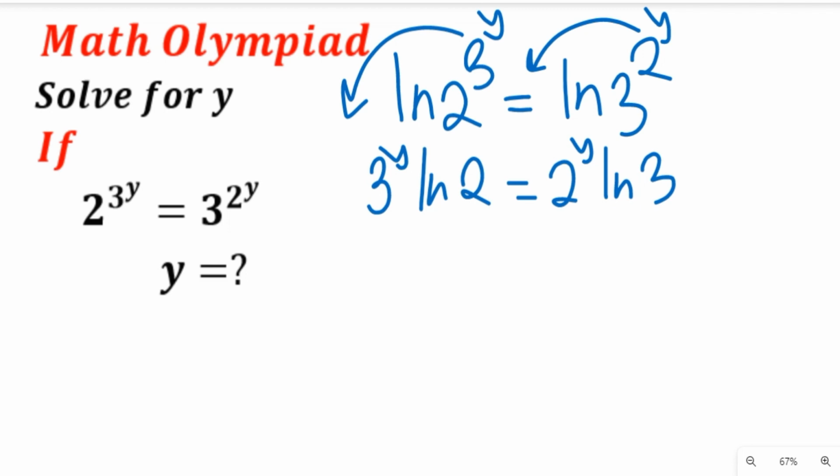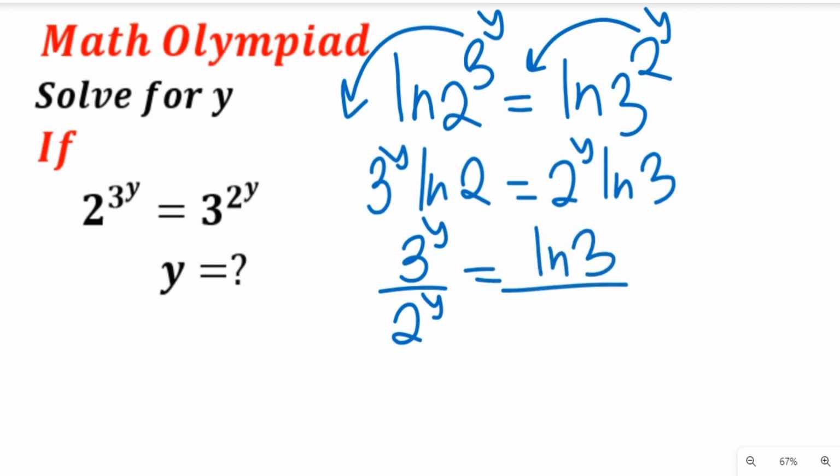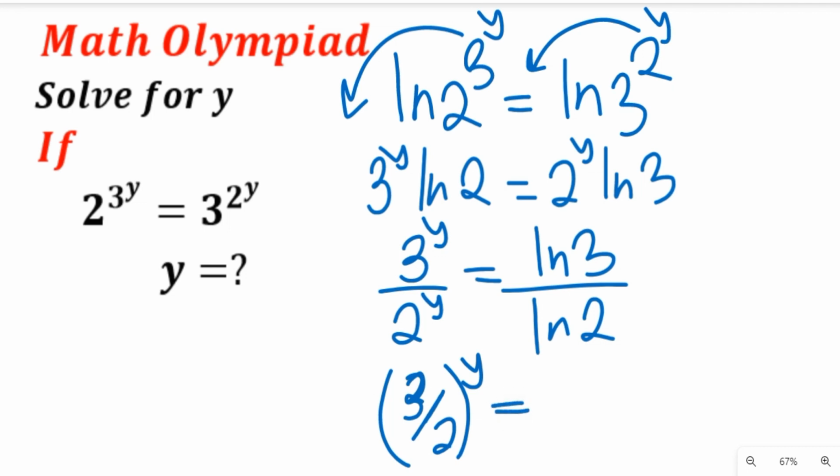So we can simplify this further by dividing both sides. By doing this, we have 3 to the power of y divided by 2 to the power of y, and this will be equal to ln of 3 divided by ln of 2. So we can now simplify this to be 3 over 2, all to the power of y, equal to ln of 3 divided by ln of 2.